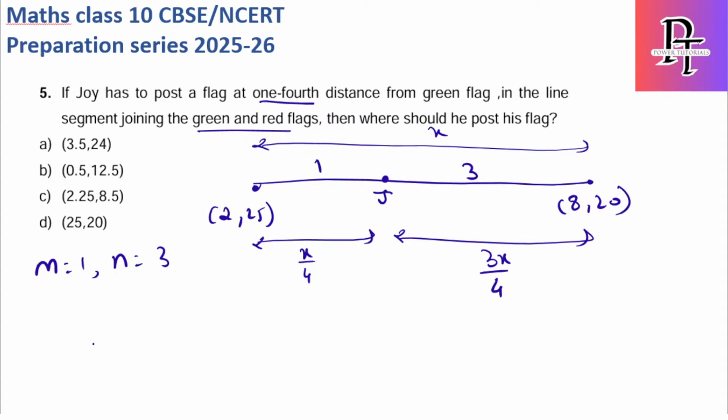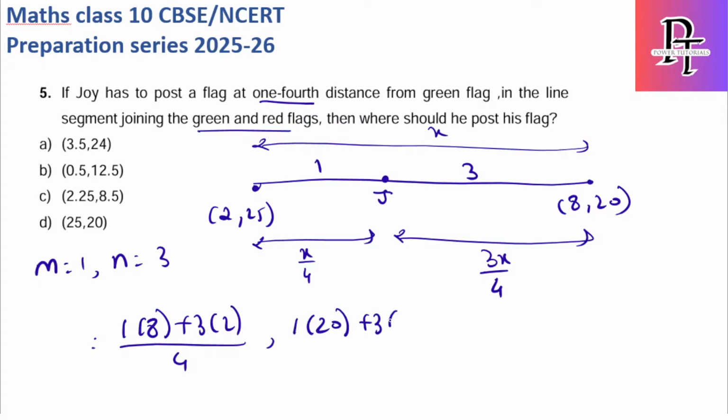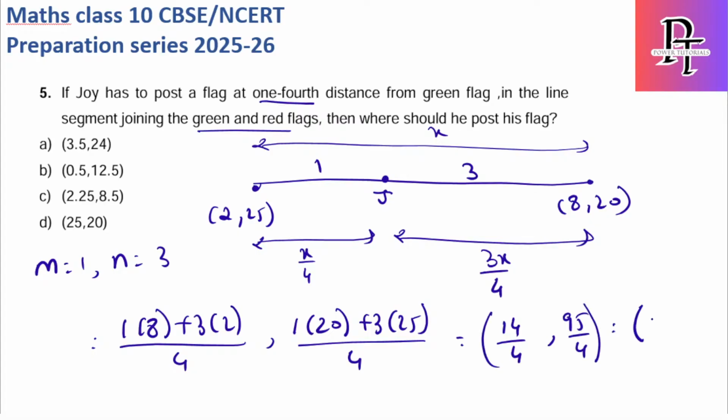Now let's find Joy's point, which is (mx2 plus nx1) by (m plus n). So 1 into 8 plus 3 into 2 by 4, comma, 1 into 20 plus 3 into 25 by 4. 8 plus 6, 14 by 4, comma, 20 plus 75, which is 95 by 4. So this equals 3.5, comma, 23.8, which is closer to 24. So A should be the right answer.